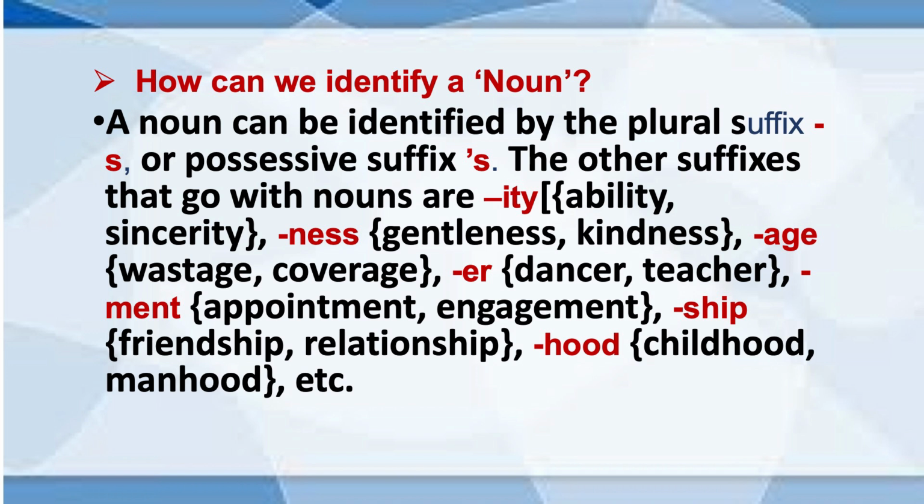A noun can be identified by the plural suffix, you see, or the possessive suffix s. When we add s or apostrophe s to a word, then we know that the word is a noun, right. If I say Harish, Gopal's, God's, that is a noun, right. If I add an apostrophe, or say books, adding a plural suffix, books, pens, these are also nouns.